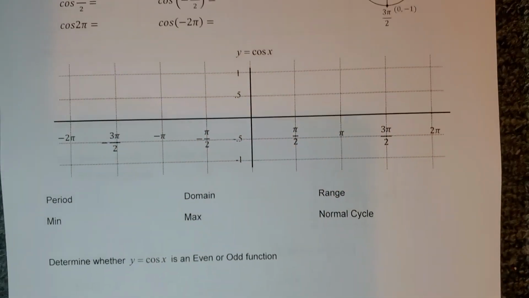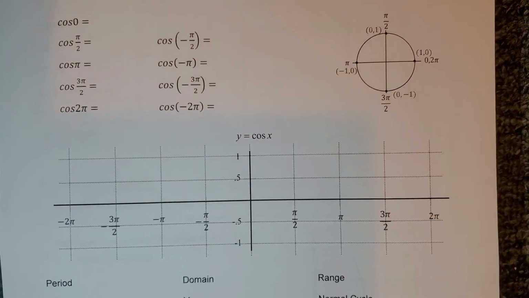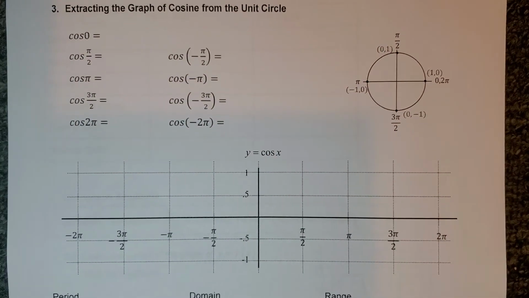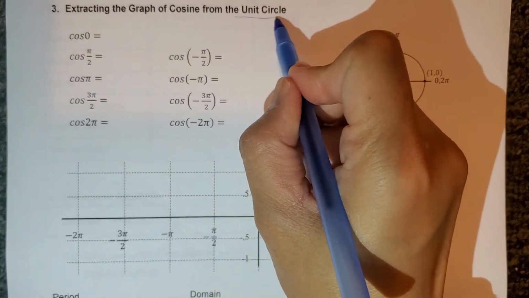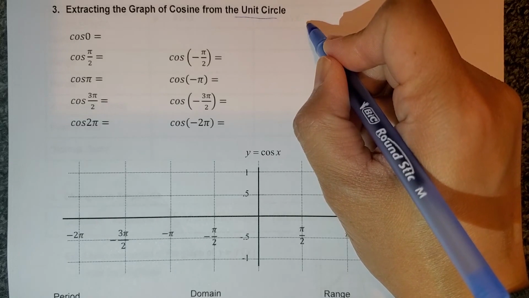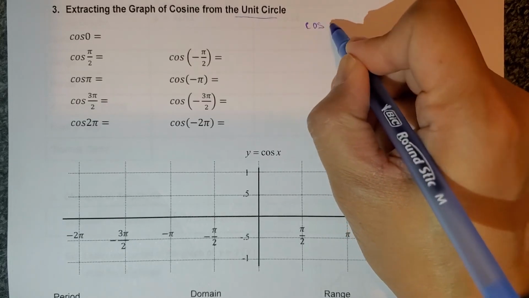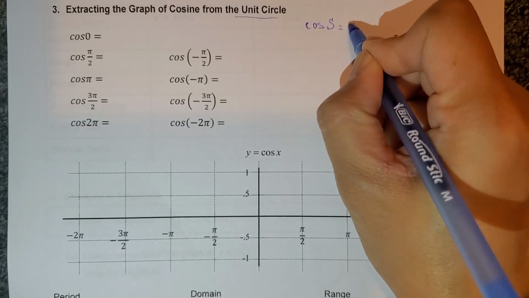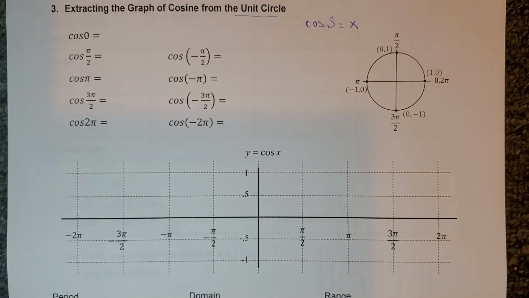We just talked about the graph of sine. Now we're going to do the same thing, but this time we talk about how to graph the cosine function instead. Again, on the unit circle, as you know, cosine is the same thing as the x value.